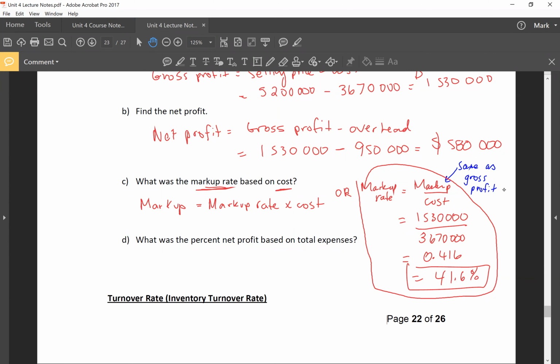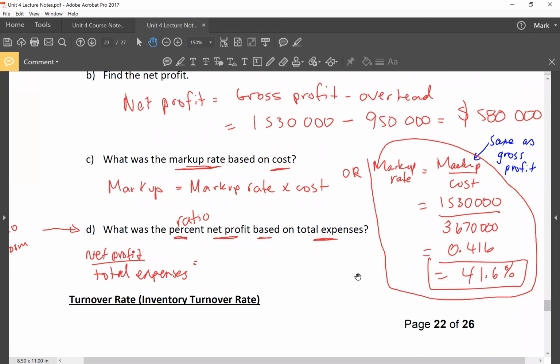You don't really need a formula for D. It's asking for the percent of net profit based on total expenses. There's no formula for this question. All it's saying is get the percent, find the ratio of the net profit over the total expenses. I don't know who made this book, but there's not a lot of writing space there.